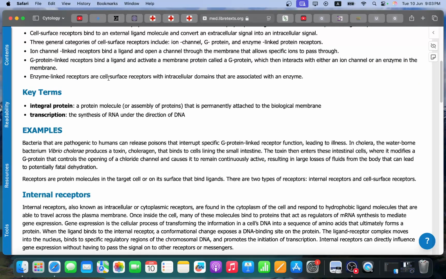Enzyme linked receptors are cell surface receptors with intracellular domains that are associated with an enzyme. Okay.